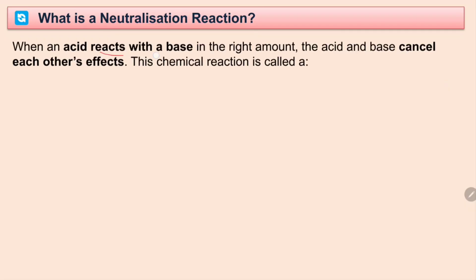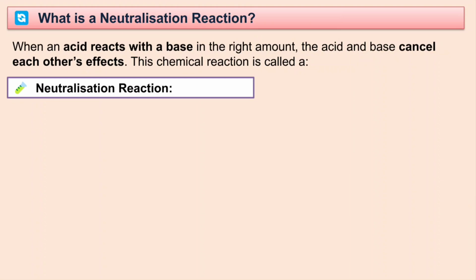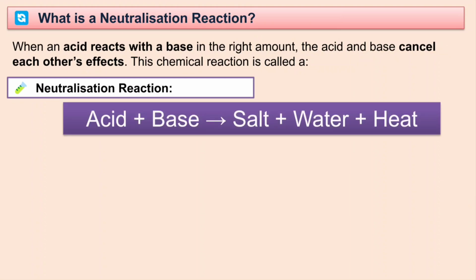When an acid reacts with a base, when we mix acid with base in the right amount, that is, in sufficient quantity, what will happen? The acid and base cancel each other's effect, and this chemical reaction is called neutralization. That result that you will get is known as a neutralization reaction. That is, acid plus base gives salt plus water plus heat.